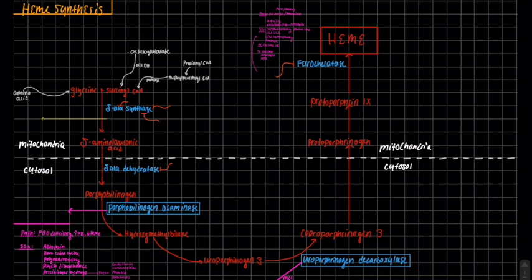All right, so now let's move on to the heme synthesis pathway. I've sort of drawn a skeleton of the pathway here for us to look at. We're going to move through these steps individually and work through this pathway, all right?